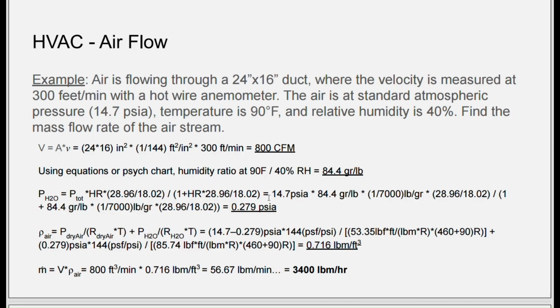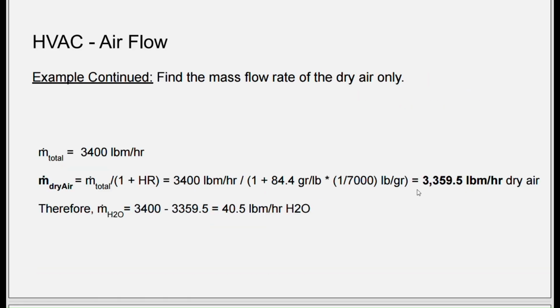0.0716. Sorry, that's my typo. That is 0.0716. If you take your 800 CFM times 0.0716, you should get 56.67 pounds per minute, and that's about 3,400 pounds an hour. So sorry for the typo there. There should be a 0.0716, but you do end up getting this mass flow rate.